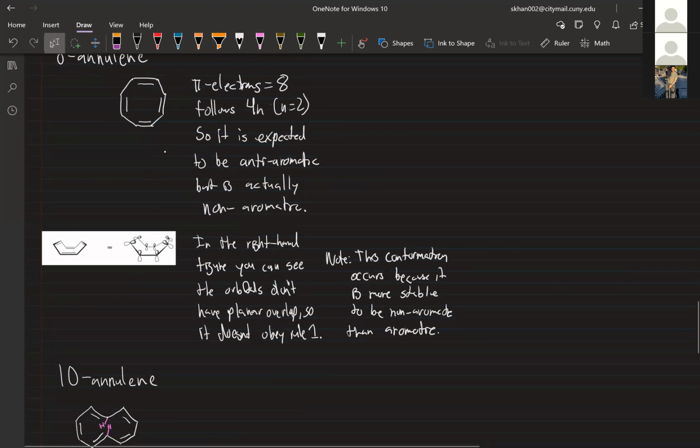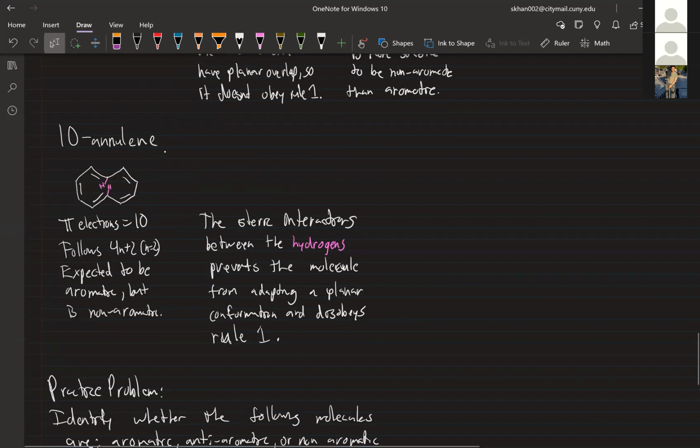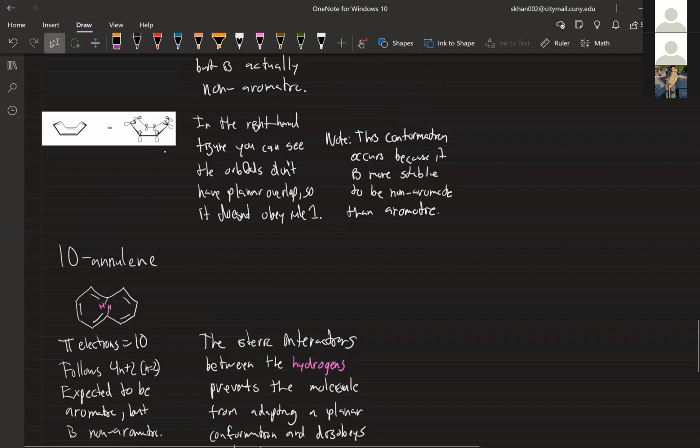and 10 annulene. This is a diagram taken from the book. It follows a boat structure because it's big enough to conform. So you might think it's anti-aromatic, but it actually is non-aromatic because it's not planar. And then 10 annulene is the other exception, even though it has 10 pi electrons. Eight annulene.